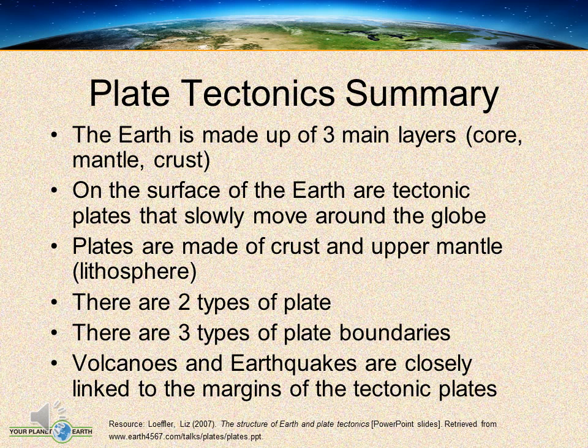Plate tectonics summary. The Earth is made up of 3 main layers: core, mantle, crust. On the surface of the Earth are tectonic plates that slowly move around the globe. Plates are made of crust and upper mantle, lithosphere. There are two types of plates. There are three types of plate boundaries. Volcanoes and earthquakes are closely linked to the margins of the tectonic plate.